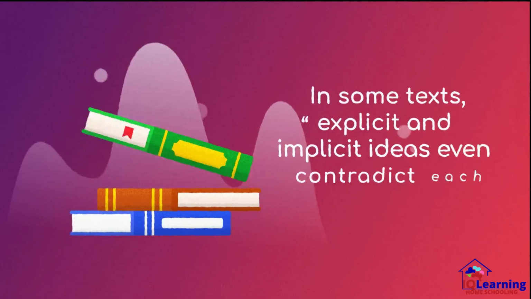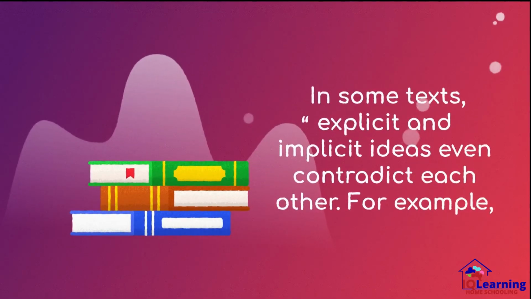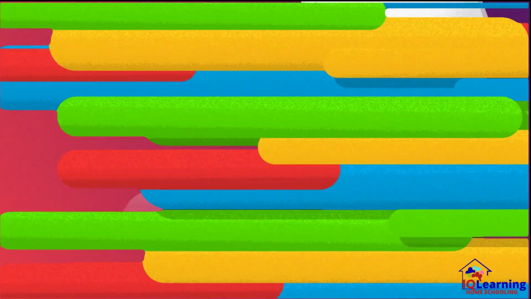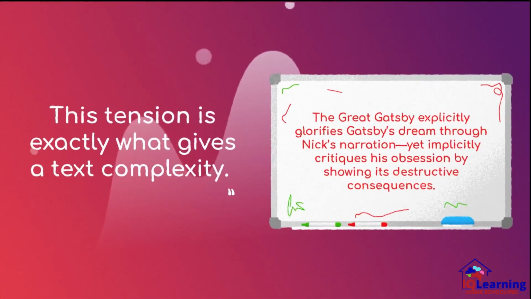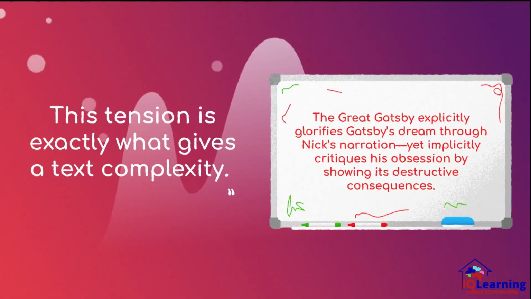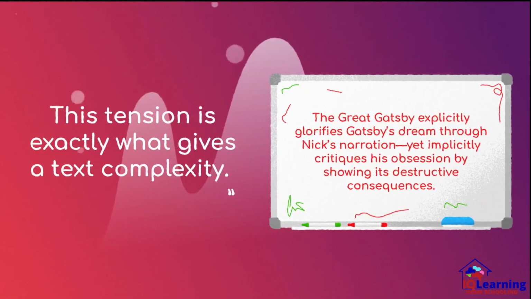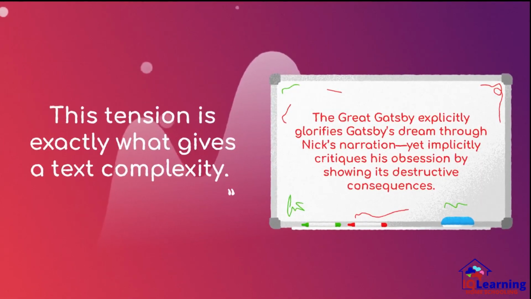In some texts, explicit and implicit ideas even contradict each other. For example, The Great Gatsby explicitly glorifies Gatsby's dream through Nick's narration, yet implicitly critiques his obsession by showing its destructive consequences. This tension is exactly what gives a text complexity.